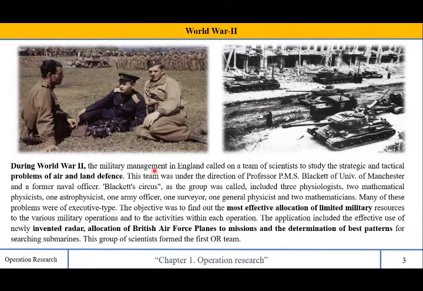In World War II, the military management in England called on a team of scientists to study the strategic and tactical problems of air and land defense. So it was the management of England that brought the scientists together. This team included P.M.S. Blackett of the University of Manchester, a former naval officer. This group was called Blackett's Circus. They included three physiologists, two mathematical physicists, one astrophysicist, one army officer, one surveyor, one general physicist, and two mathematicians. So you can see this is a multidisciplinary team, brought together from different fields to understand certain things.